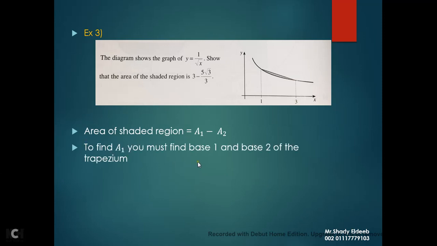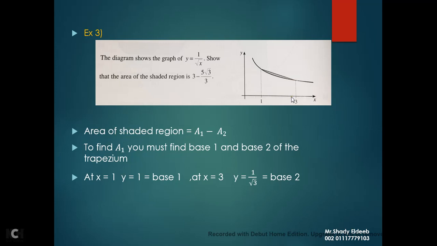To find A1, you must find base 1 and base 2 of the trapezium. Look at x equals 1, y will be 1. Why? Because square root 1 is 1 and 1 over 1 is 1. So at x equals 1, y will be 1, and this is base 1. For base 2, x equals 3. So at x equals 3, y equals 1 over root 3, which is base 2. We found base 1 and base 2. We know the height of the trapezium. It will be 2 because 3 minus 1 is 2 here.